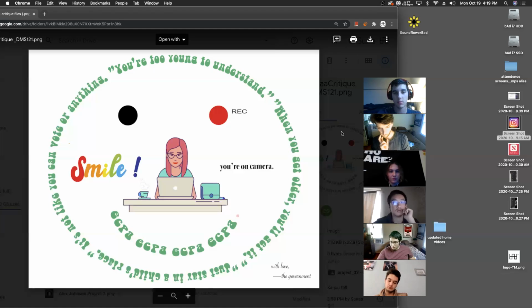And the ECPA thing, I have to figure out a way to explain what that is. It's basically one of the laws that allows the government to spy on us, and we're not allowed to say anything against it. So yeah, that's what it is. And then the eye with the recording, and at the bottom, with love, the government. So I'm open to any critiques that you may have.